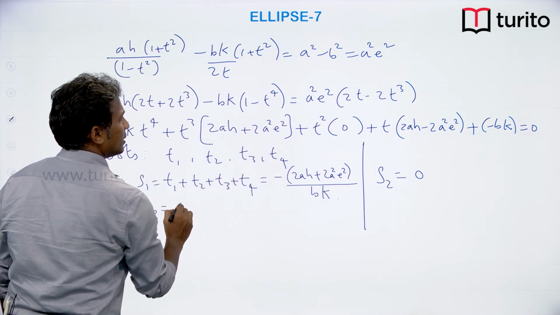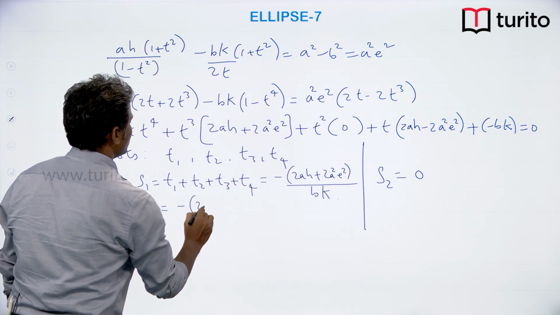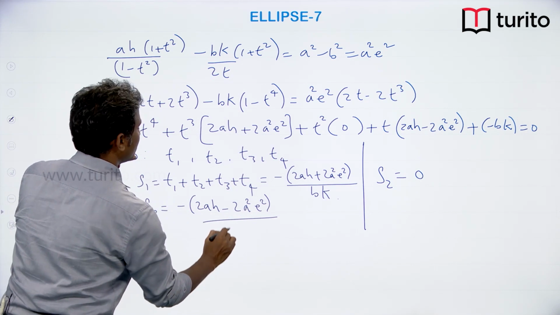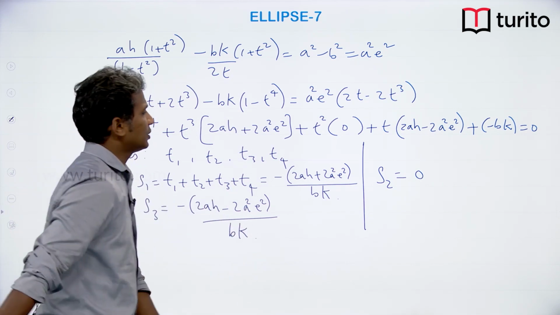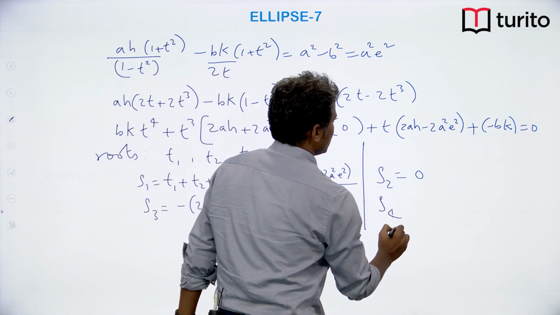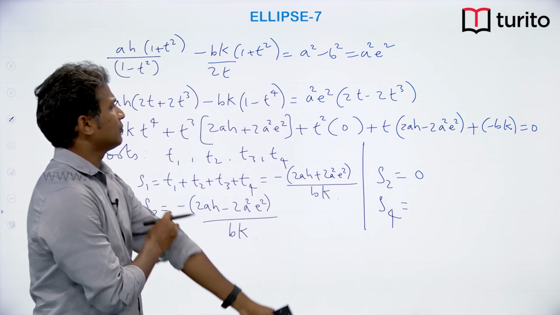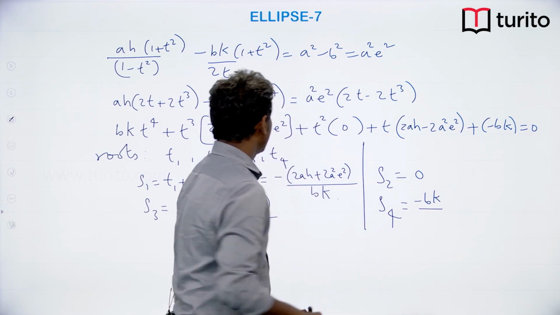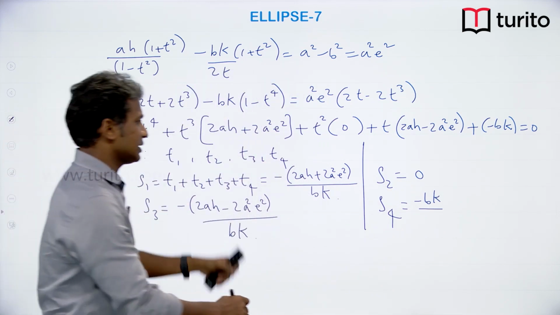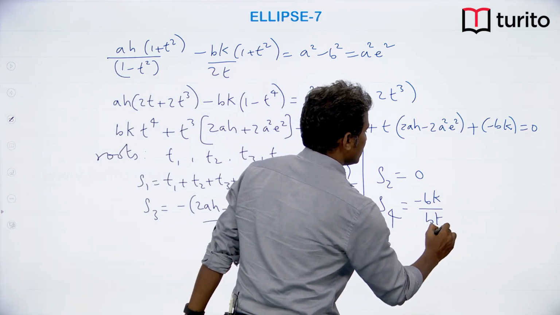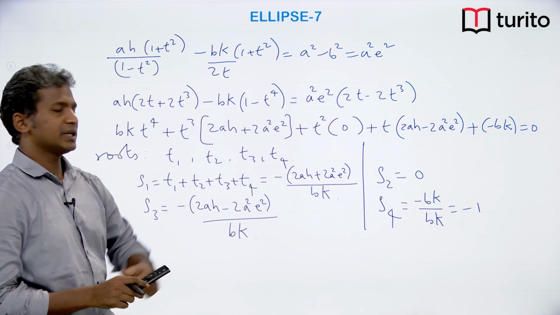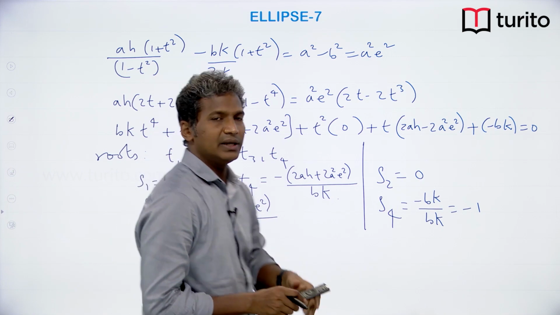S3 will be minus 2AH minus 2A square E square divided by BK. Now what about S4? S4 will be equal to the last constant term minus Bk divided by the highest power's coefficient, which is Bk. Now this is going to be minus 1. We applied the properties of roots. Why did we apply it here?